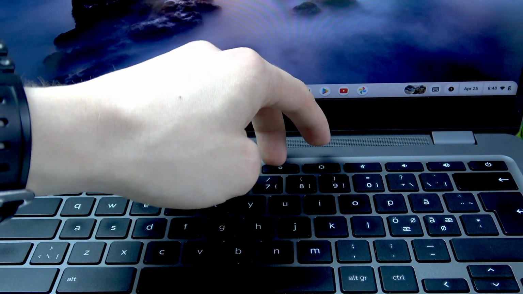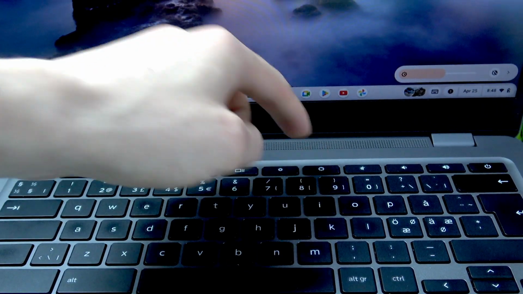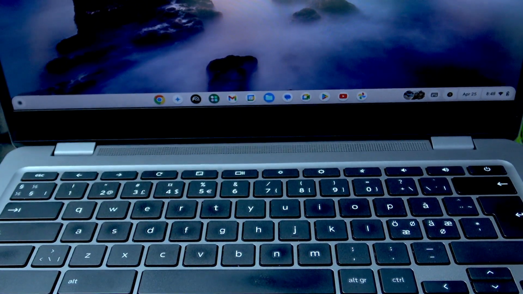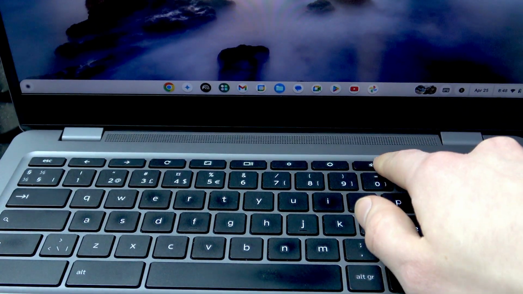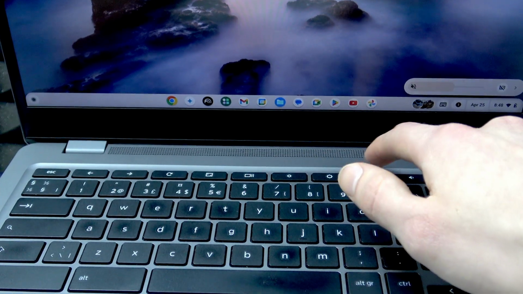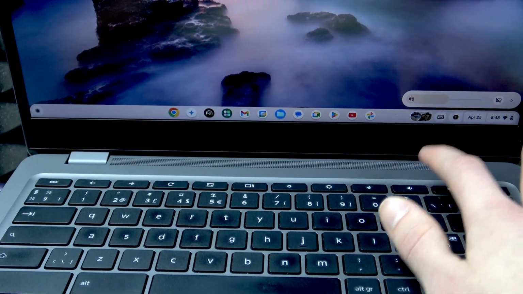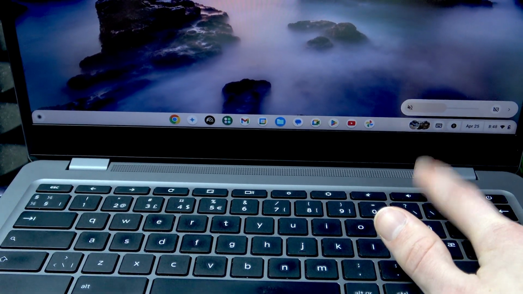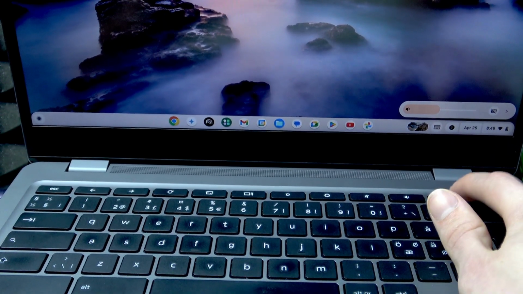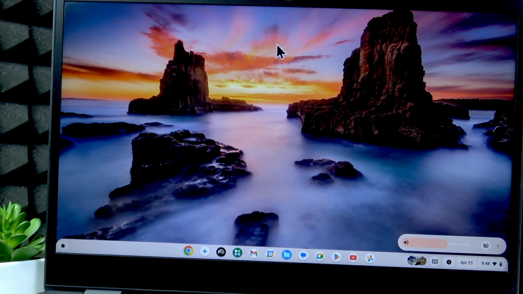The following two are for adjusting your brightness. This one for decreasing it, and this one for increasing the brightness. The eighth one is for muting our audio. The ninth one is for decreasing the audio level, and the last one is for increasing it. And so yeah, that's basically it.